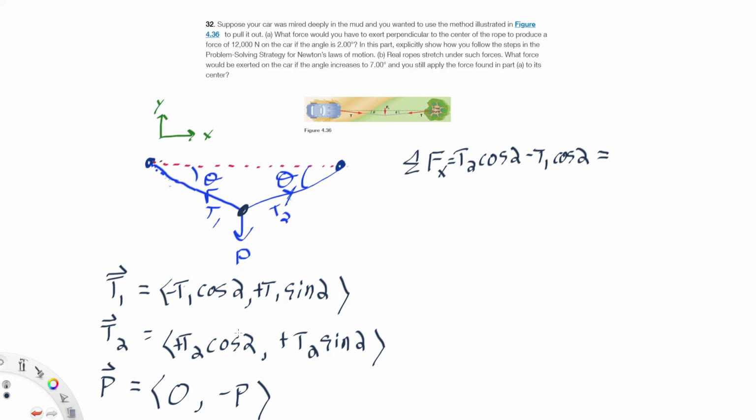I see it now. So it should equal 0 on the x, but not the y, maybe not the y if the car is actually moving after we tug on it. But in the x direction, definitely should sum to 0, in which case our cosine 2's can cancel out. And this tells us that T1 equals T2. So the quantity of force in each half of the cable is the same.